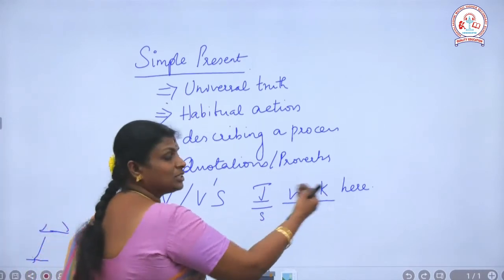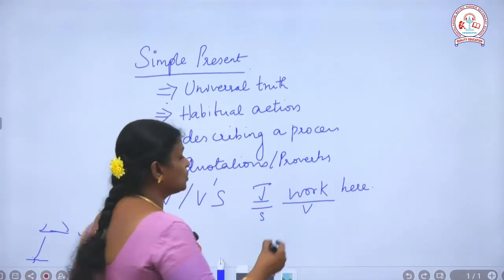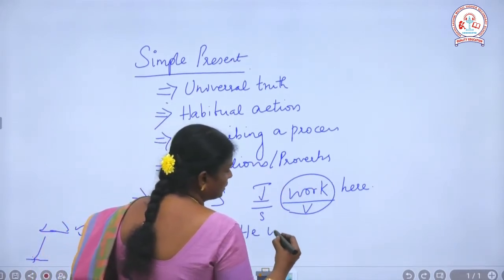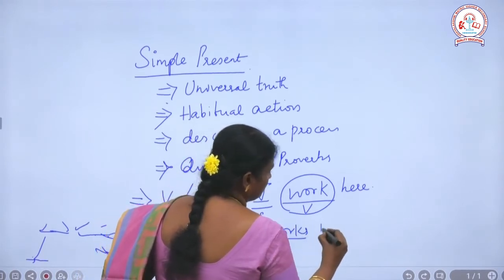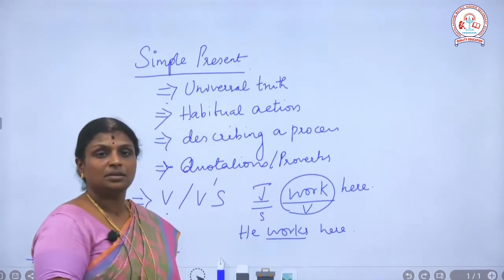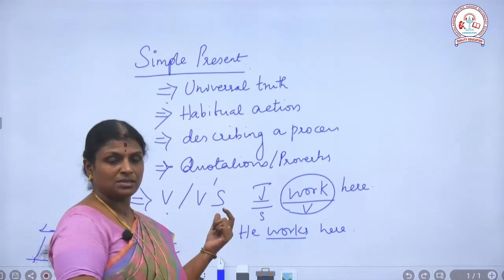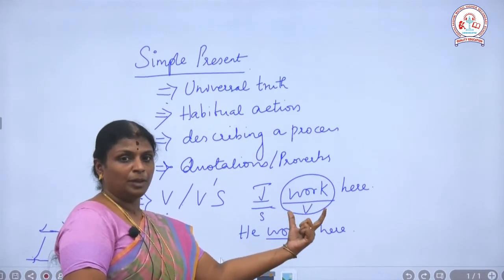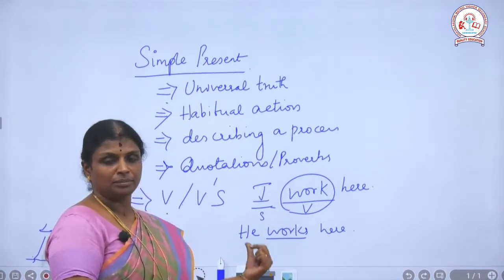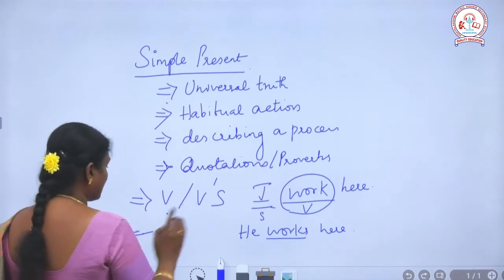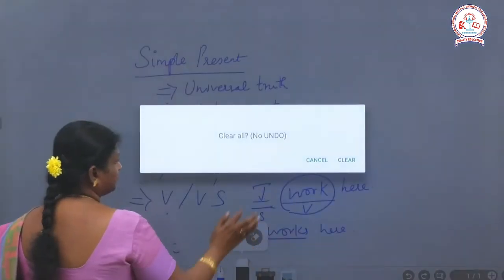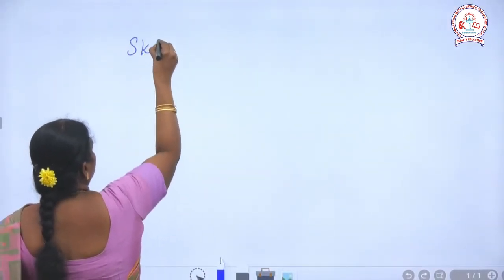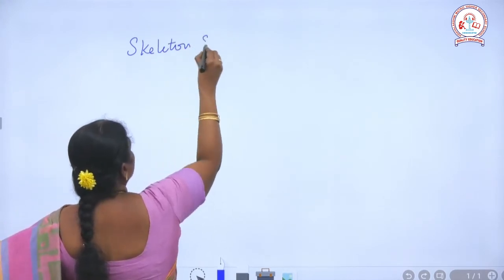Here is a thing which says about the place. Where do you work? So this is the verb. And what is verb s? He works here. Right? So இது மாதிரி verb or verb s. இப்படி வரும்போது you should use the verb and verb s in this format. Clear? And then the very next thing is the skeleton. Skeleton of simple present.